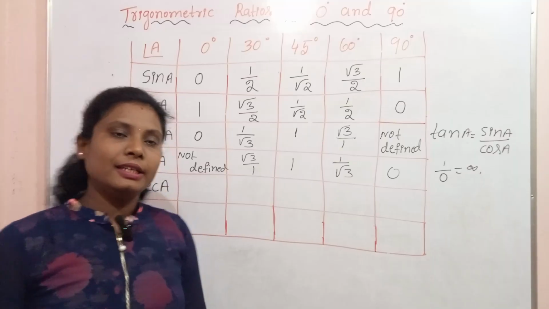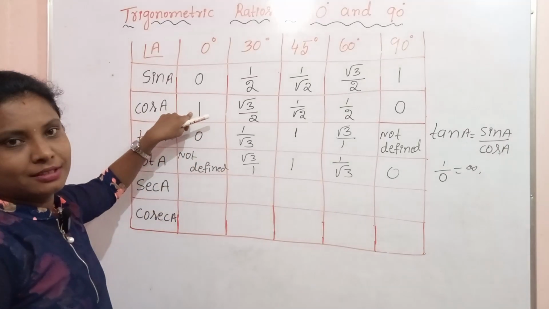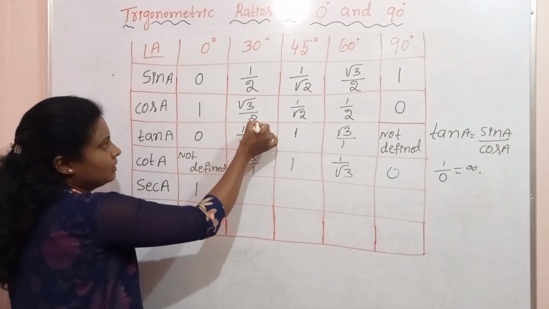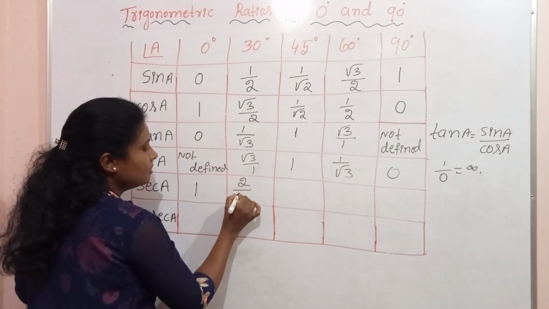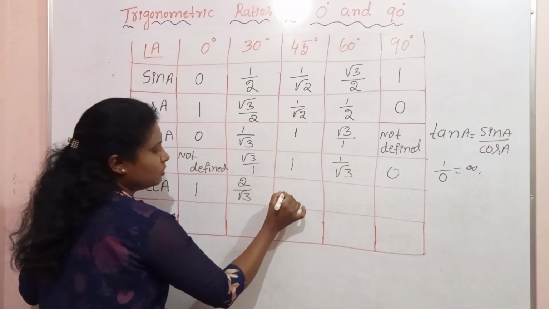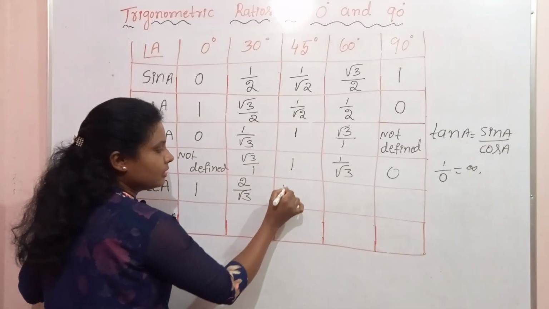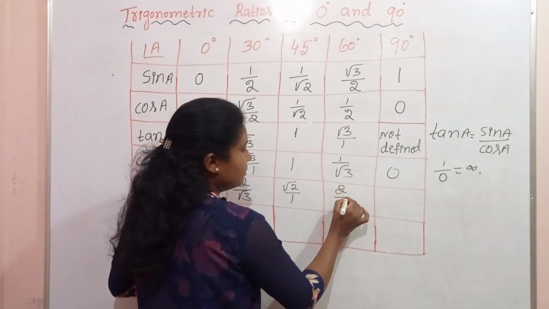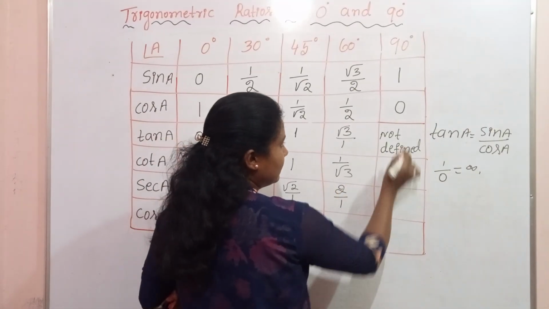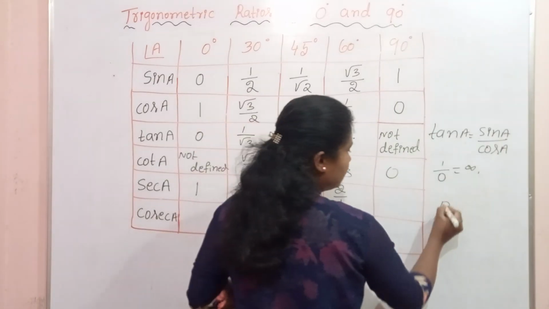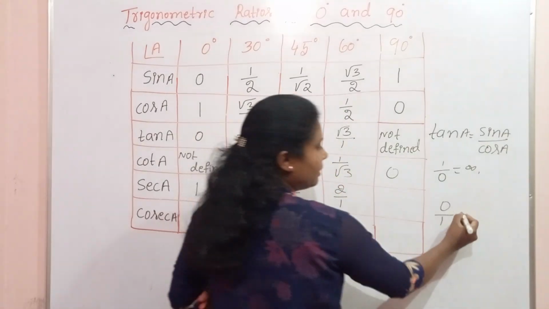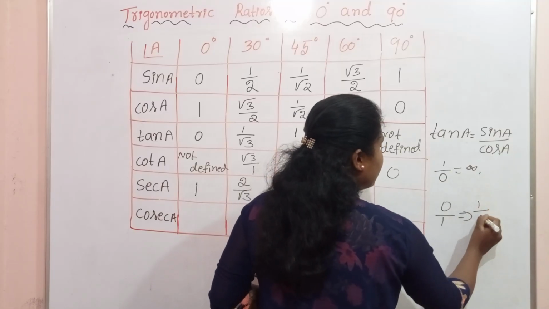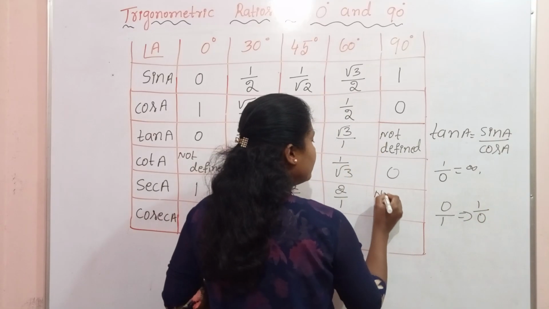Secant A is very easy. It's the reverse of cos A. 1 by 1, 1. 2 by root 3. Root 2, root 2 by 1. 2 by 1. Then if you reverse this, this is basically 0 by 1. If you reverse this, it will become 1 by 0. It means not defined.